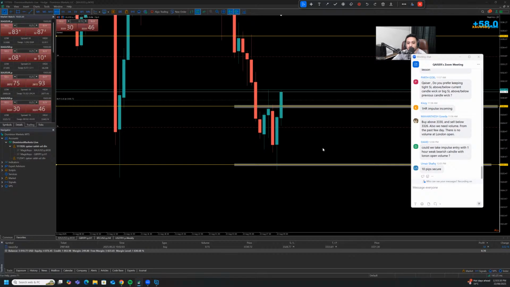Wow, someone just already secured 10 pips here. Wow, very nicely done. Yeah, it could be like an impulse entry on H1. I'm just worried about this rejection on the left hand side. It should break above the high and continuously push upside.